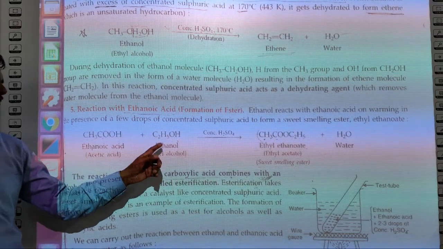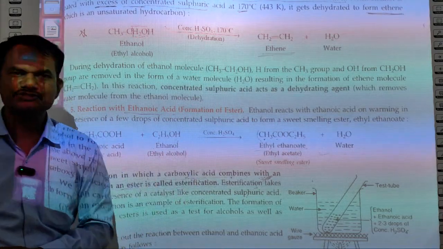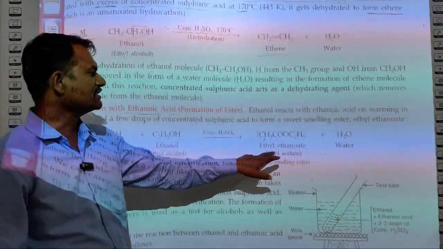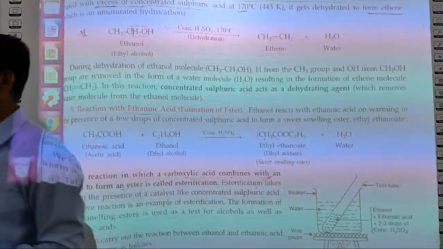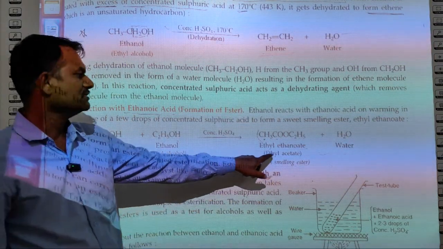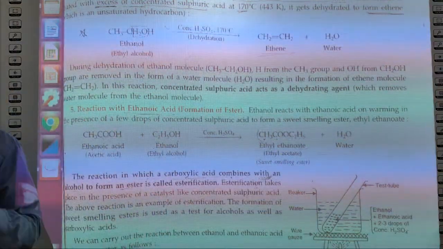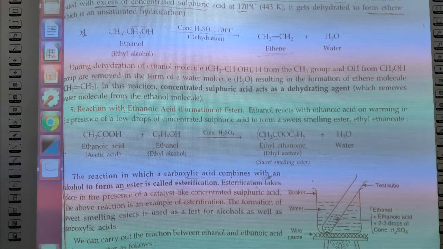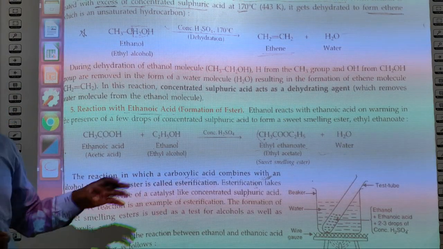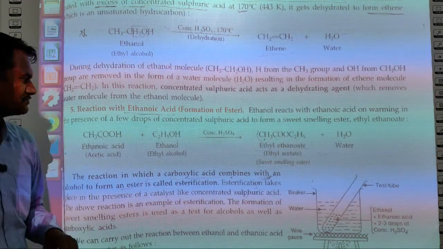Ethanoic acid reacts with ethanol using concentrated H2SO4. It will give ethyl ethanoate. What is "oate"? It is an ester. They are ethyl acetate. They are smelling esters. Esters are aromatic compounds which give smell. We use esters in perfumes.